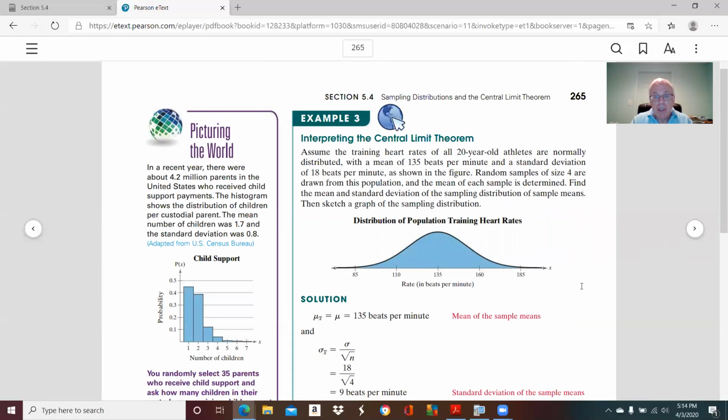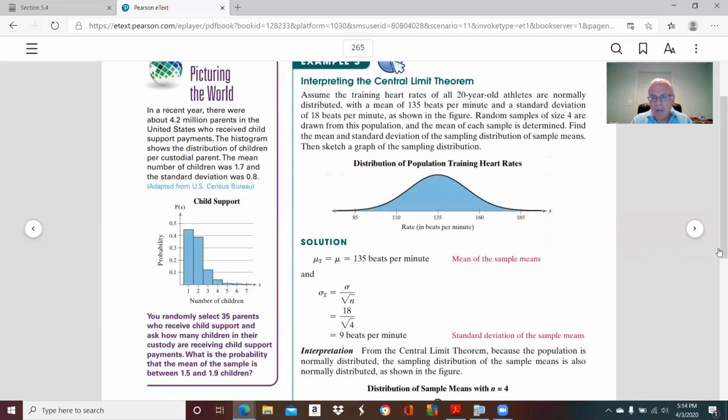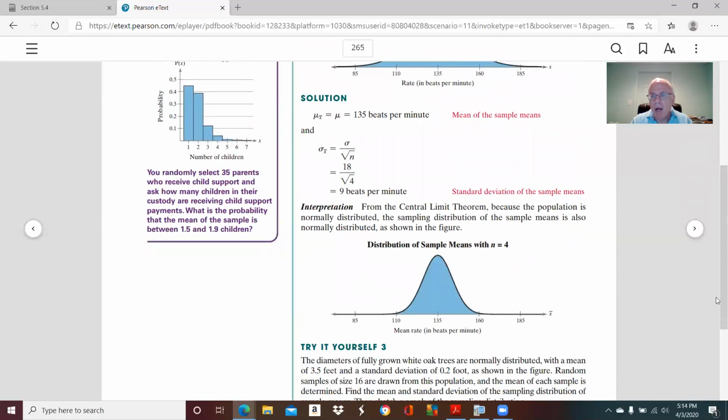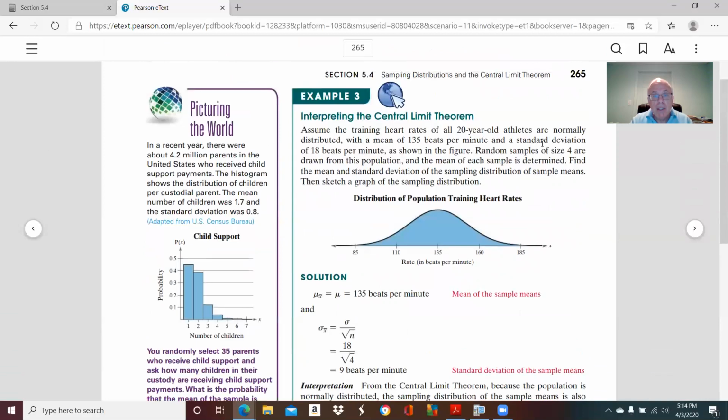Let's go to the next page. All right, and this is another example. I think maybe this is the one we might have done last time, but we'll look at it again. If not, no problem looking at it again. It says, assume that the training heart rates of all 20-year-old athletes are normally distributed. So we're assuming now the population is normally distributed. Great. Doesn't matter what the sample size is here. The sampling distribution is going to be normal.